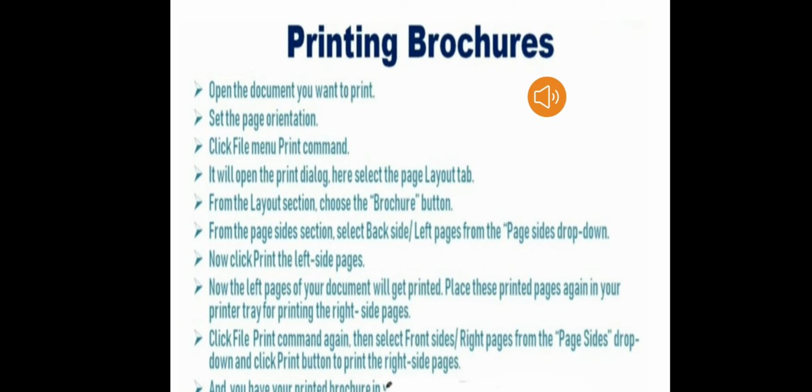Place these printed pages again into your printer tray for printing the right side pages. For printing the right side pages, click on the file print command again, then select the right page from the page side drop-down and click on the print button to print the right side pages, and you will get your printed brochure.